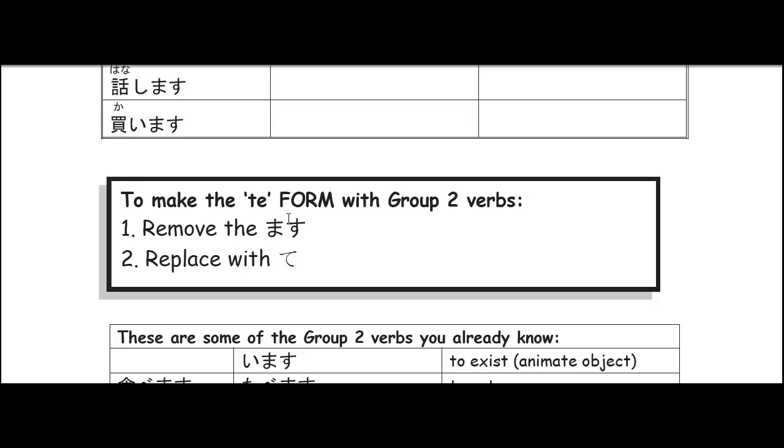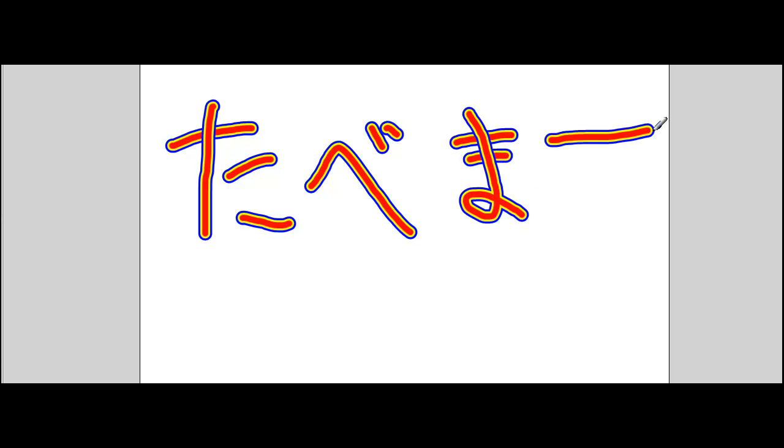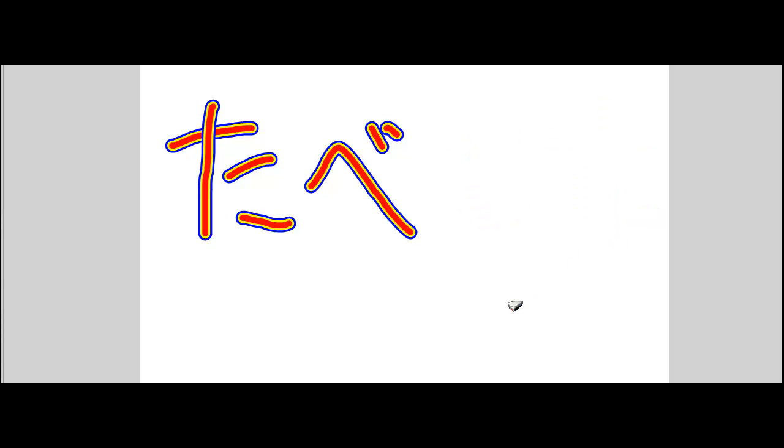Okay, let's just finish off by looking at the te form with group 2 verbs. It's terribly easy. You remove the mas and you replace the mas with te. Let's just try it out with tabemasu, our quintessential te form verb. Okay, ta, be, ma, su. Now we've got to remove the mas. There, it's gone, and we're going to replace it with te. And there we have it, tabete, the te form of to eat.